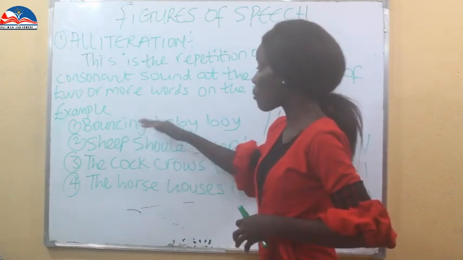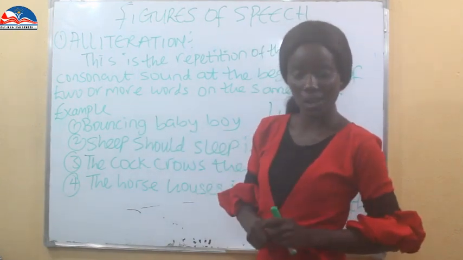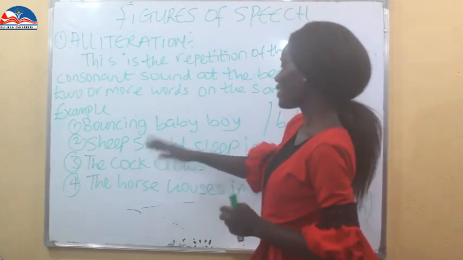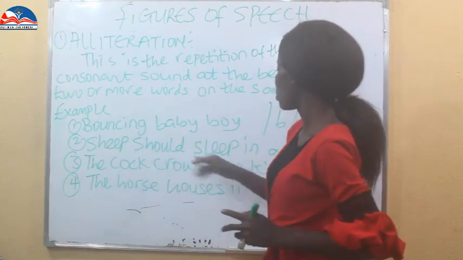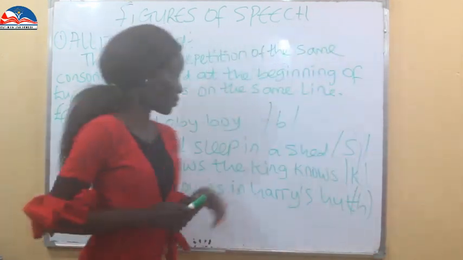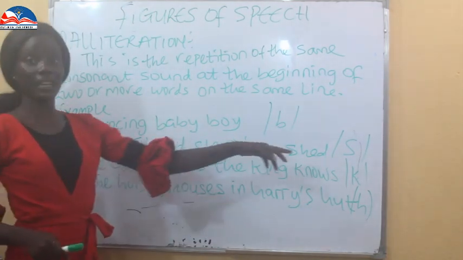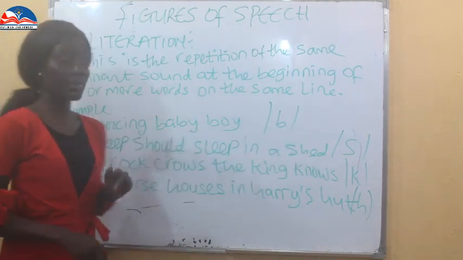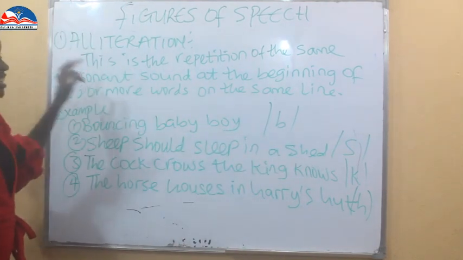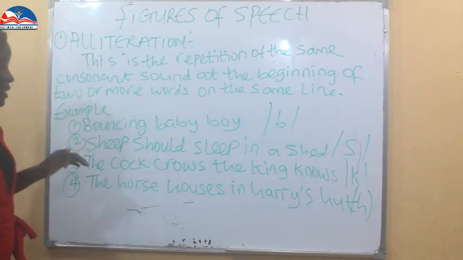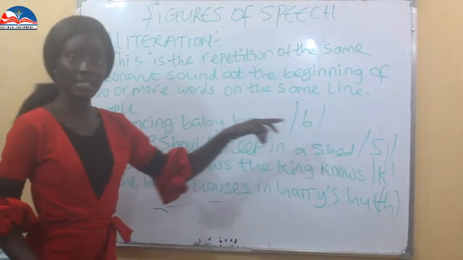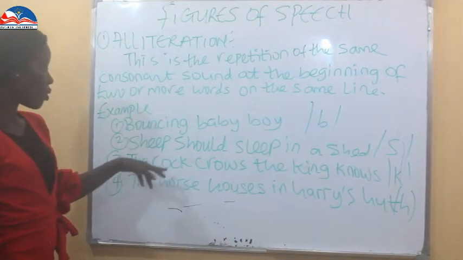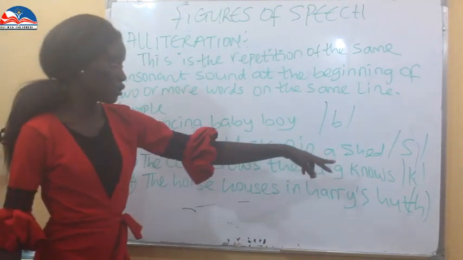When we have two or more words having the same consonant sound in the same line, is referred to as what? Alliteration. Then the second example, sheep should sleep in a shed. Then we're having S, S, S, S. Remember they said alliteration is repetition of the same consonant sound. S, S, S, S. So we're having what? Consonant S.